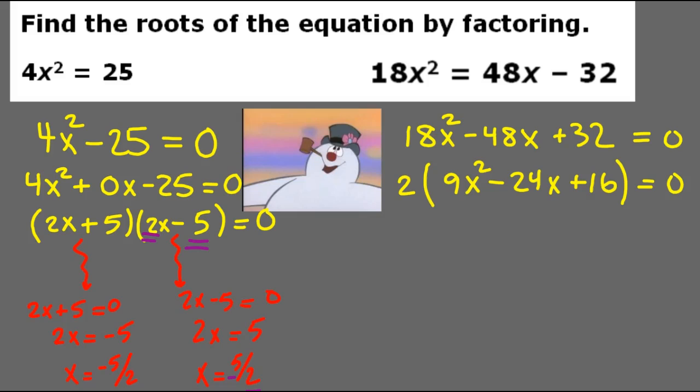Any mistakes there, people? No. All right. Now I'll factor this. Let's see. 9x squared and 16, those are perfect squares. Let's take a peek at 3x and 3x.